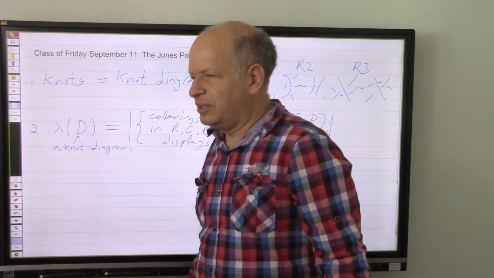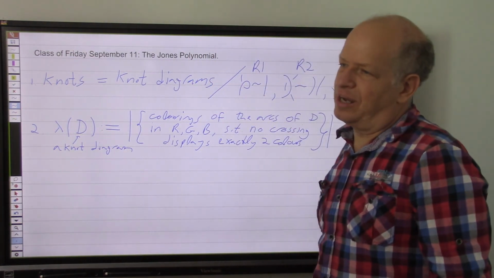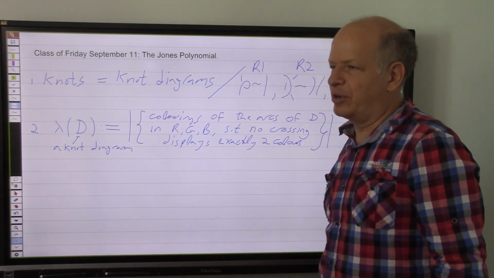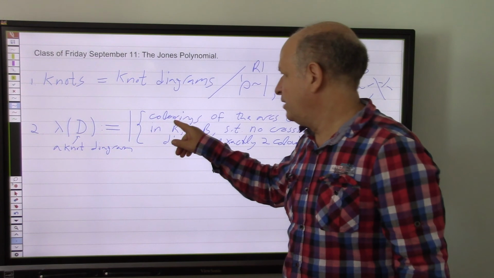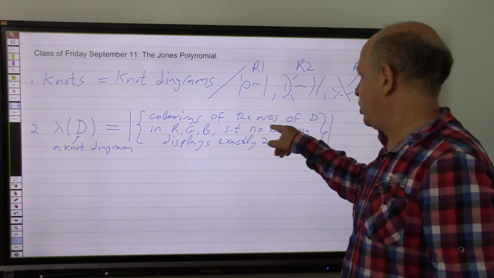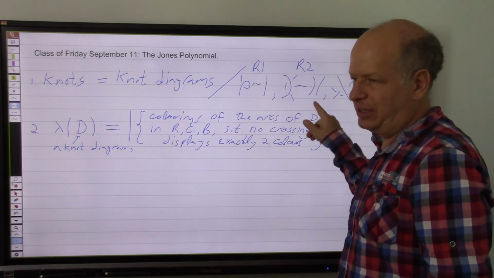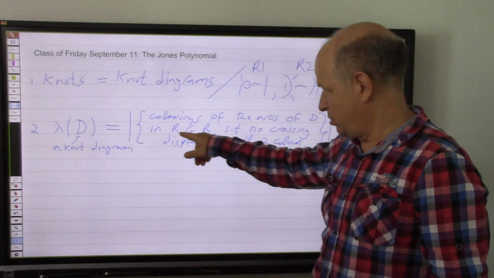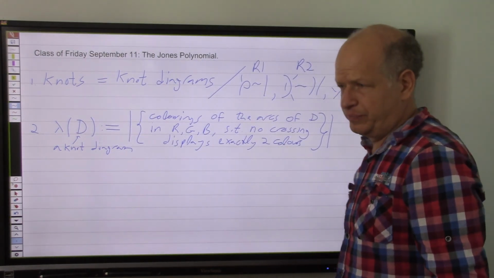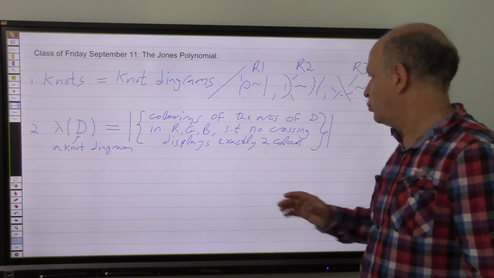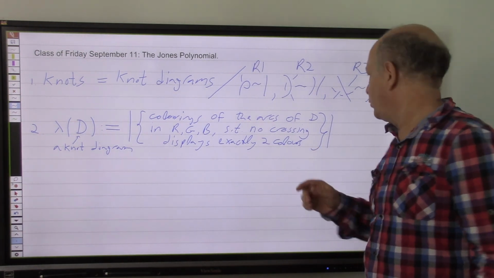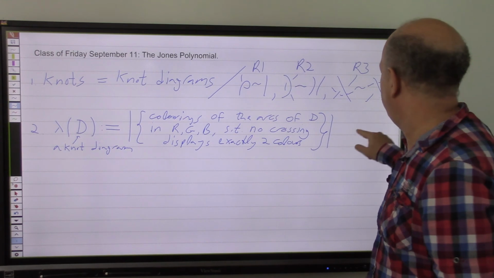And then in order to separate the trefoil from the unknot, we defined an invariant, lambda of D, the three-coloring number of a diagram D. It was defined to be the number of colorings of the arcs of the diagram in three colors, red, green, and blue, such that no crossing displays exactly two colors.